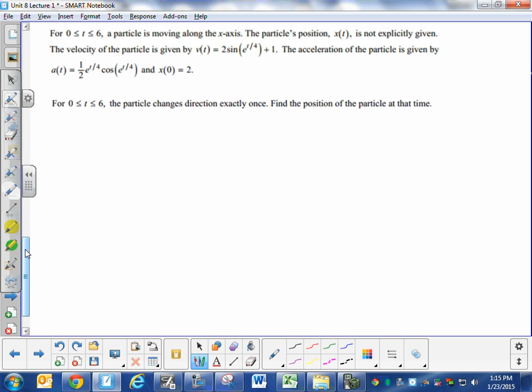For t from 0 to 6, the particle is moving along the x-axis. The particle's position is not explicitly given. The velocity of the particle is given by that function. The acceleration of the particle also is given. And we are told that my position at time 0 is 2. For t from 0 to 6, the particle changes direction exactly once. Find the position of the particle at that time.